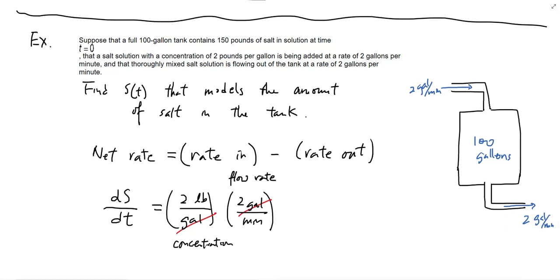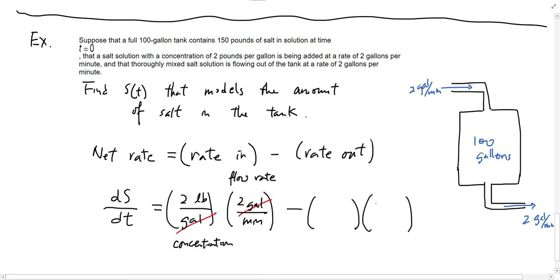Now let's figure out how much salt is leaving the tank. Here comes the tricky part. What I need to do is figure out the concentration and then multiply by the flow rate, just like how we figured out the rate in. The flow rate is simple because that's 2 gallons per minute. So that is fixed, we know that one. But what is the concentration? The concentration is actually not fixed, because the concentration of salt in the tank depends on 2 variables. You probably remember learning that in chemistry. So what is the concentration of salt in the tank?